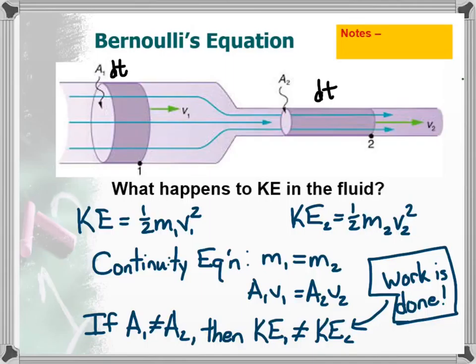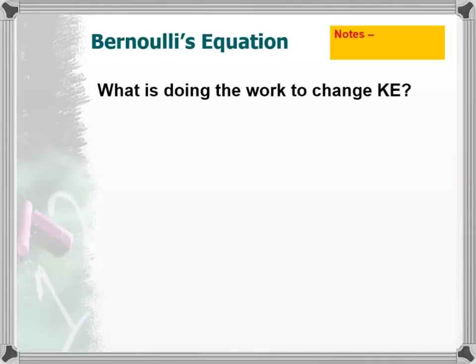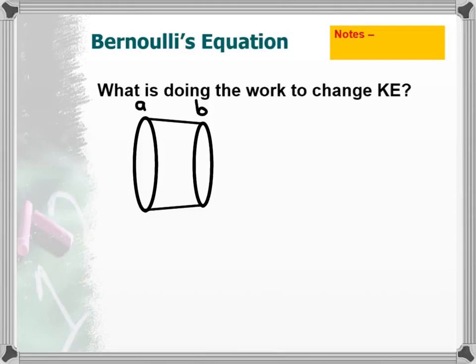Okay, interesting. Now let's think about what's doing work on the fluid. What is doing the work to change the kinetic energy of the fluid? Well, let's think about this fluid just going from point A to point B, and we'll say that point A and point B are infinitesimally close to one another. Now, there is pressure in this fluid, right? There is pressure from all the fluid behind pushing on it in this direction. So we can say that the force pushing on this parcel of fluid is equal to the pressure of the fluid times this cross-sectional area A.